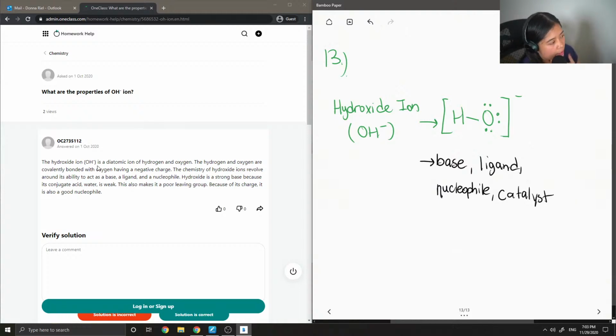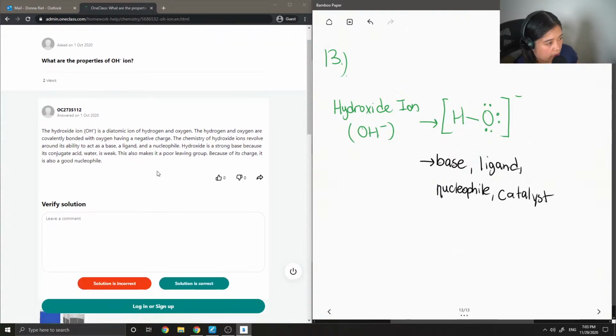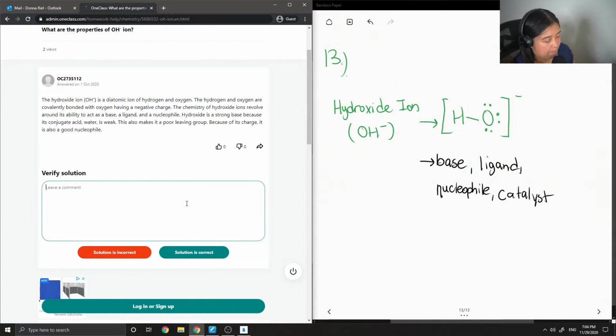And the junior tutor said, the hydroxide ion, OH-, is a diatomic ion of hydrogen and oxygen. The hydrogen and oxygen are covalently bonded with oxygen having a negative charge. The chemistry of hydroxide ions revolve around its ability to act as a base, a ligand, and a nucleophile. Hydroxide is a strong base because its conjugate acid, water, is weak. This also makes it a poor leaving group. Because of its charge, it is also a good nucleophile. Yep, so this solution is correct.